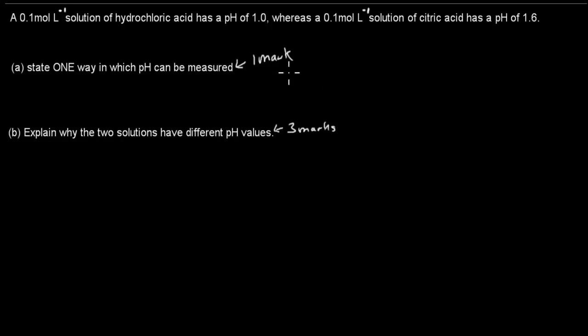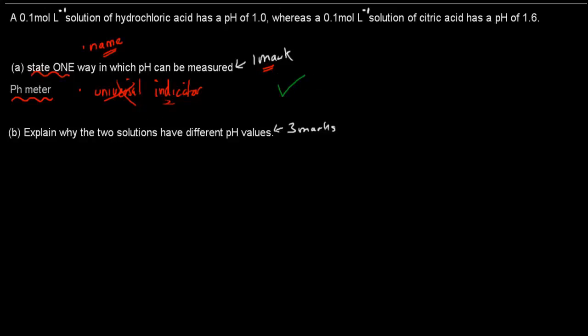Welcome back. The first one is relatively simple. It's worth 1 mark, and it says state one way. So state just means name, and all you have to do is literally just name the one way, not two, in which pH can be measured. So I just said the pH meter or the pH counter, but you could have also said the indicators, so the universal indicator or indicators in general. Those would be 2 ways we can measure pH. Now that's worth 1 mark, so that's a pretty simple one.